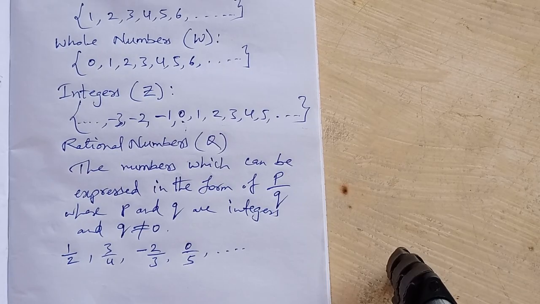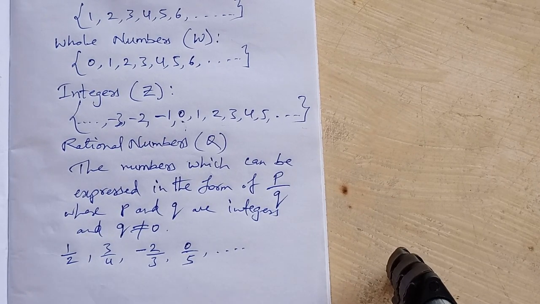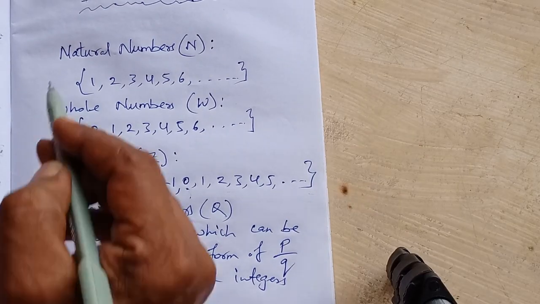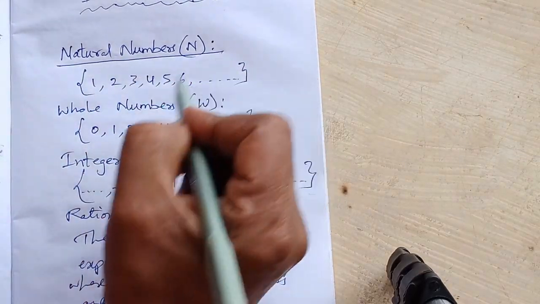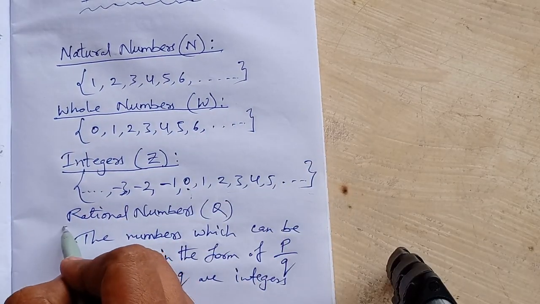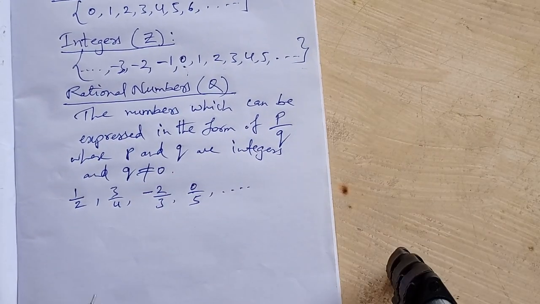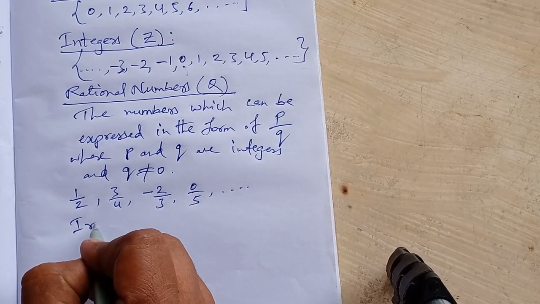How would you differentiate rational numbers from irrational numbers will be explained in detail in your coming class sessions. Now we have learnt about natural numbers, whole numbers, integers, and rational numbers. After that we get irrational numbers.